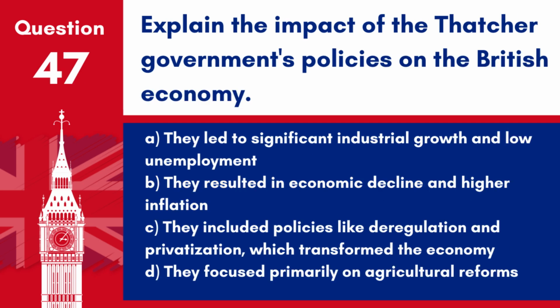Question 47. Explain the impact of the Thatcher government's policies on the British economy. A. They led to significant industrial growth and low unemployment. B. They resulted in economic decline and higher inflation. C. They included policies like deregulation and privatization, which transformed the economy. D. They focused primarily on agricultural reforms.